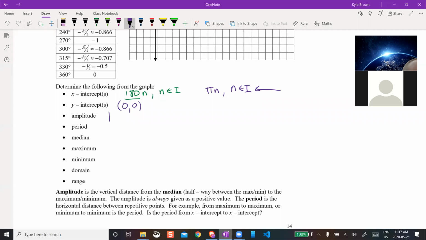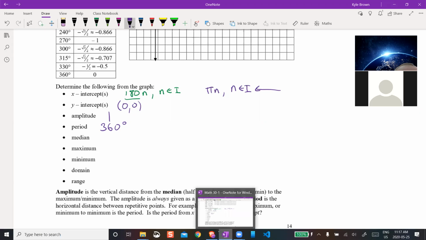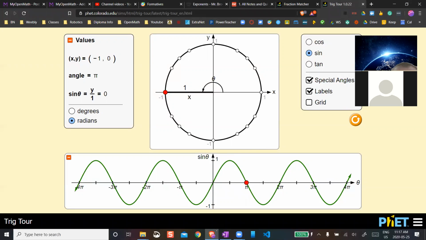Okay, so period, so we'll say 180 degrees, 360 degrees. What am I talking about? 360 degrees. All right, median. So the median for this sine graph would be the middle, right? You can think about it as a line that splits this thing right down the middle. So it'd be like this line going right there.